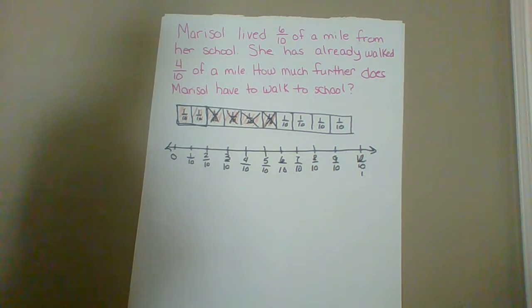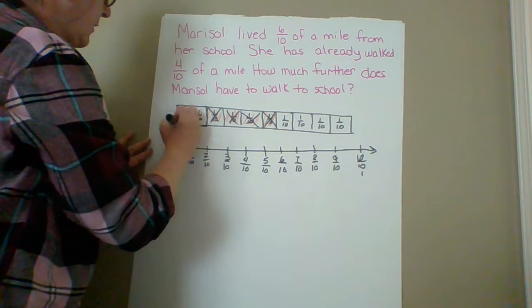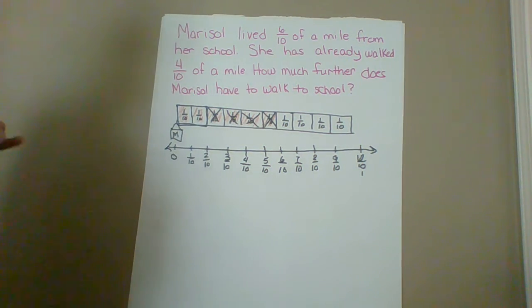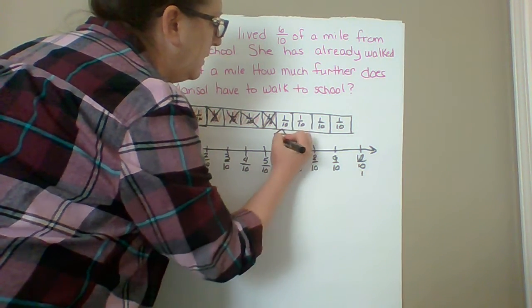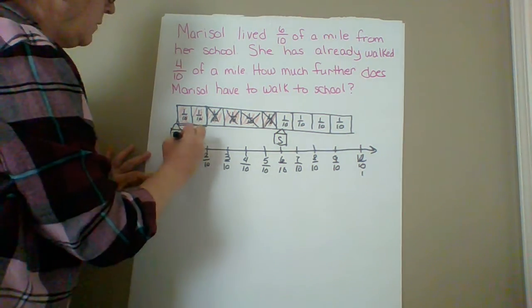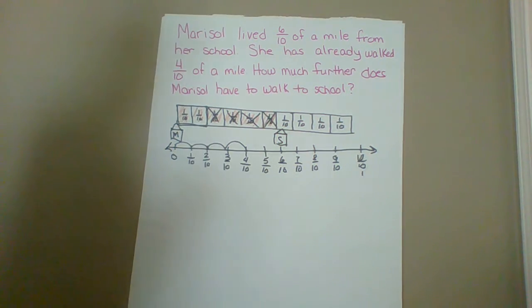Okay, so for me, this matches a story problem so much better. So Marisol lives here. Here's her house, and that's Marisol. And we know that she lives 6 tenths of a mile away from school. So here's her school. So what I'm going to show is Marisol actually walking. So she's walked 1 tenth, 2 tenths, 3 tenths, 4 tenths. So that's 4 tenths of a mile.